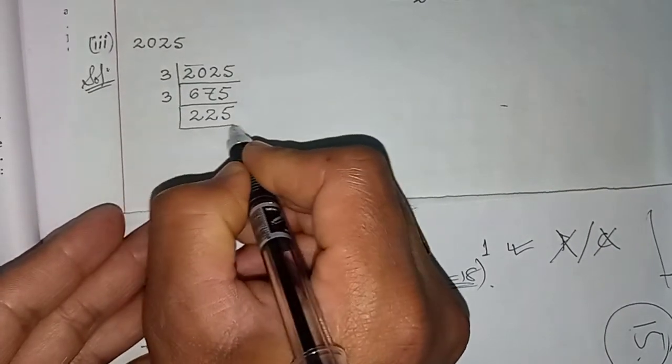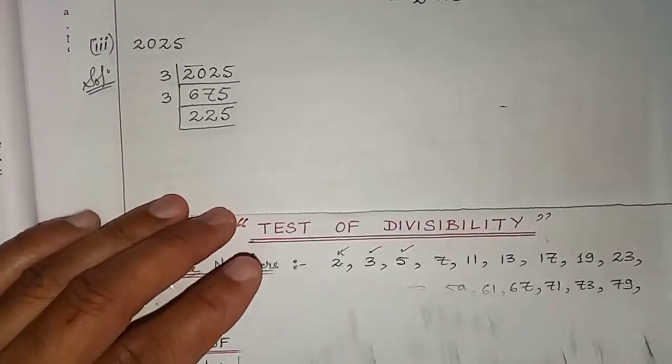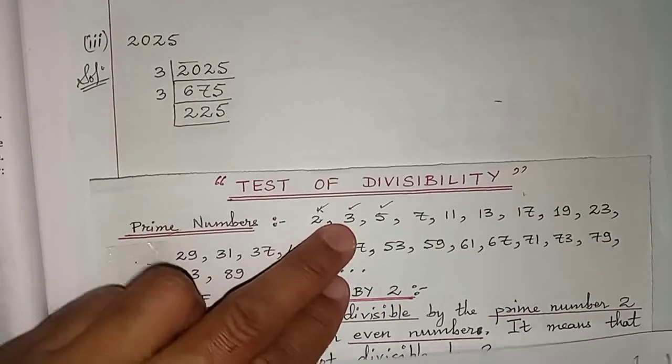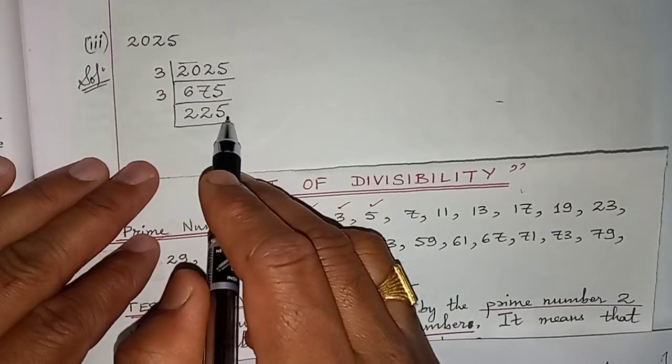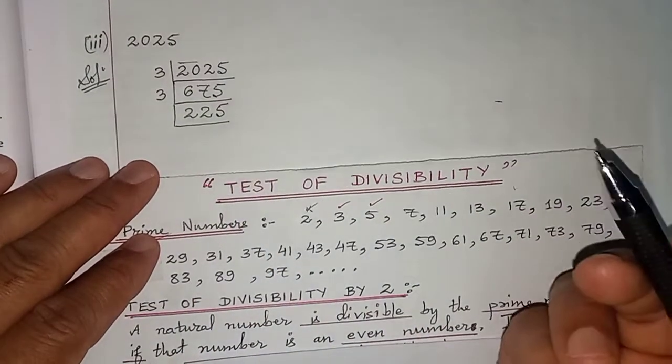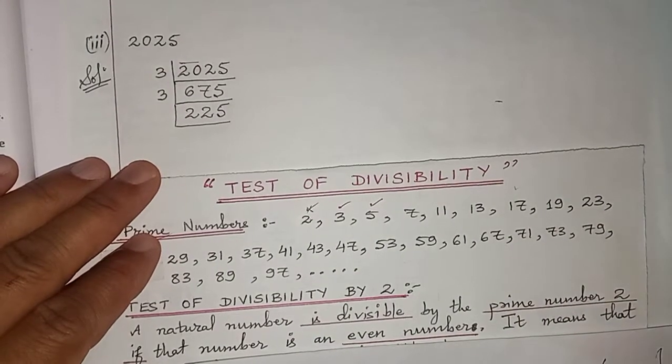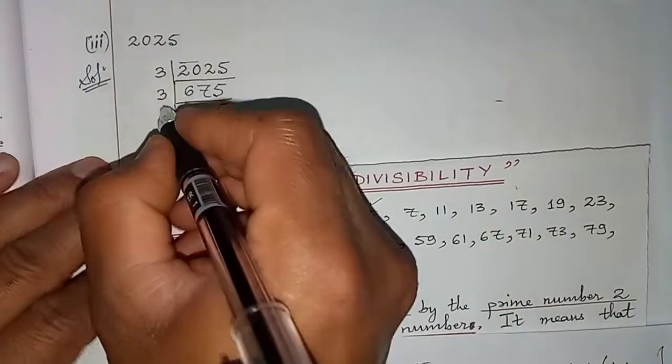So now we should try by 3 again, because we have done by 3. So again we'll try by 3, whether we can do it. Again the same rule, you add all this. 2 plus 2, 4, 4 plus 5, 9. Total is 9, and 9 is a multiple of 3 also. 3 3s are 9. So yes, we can divide by 3.